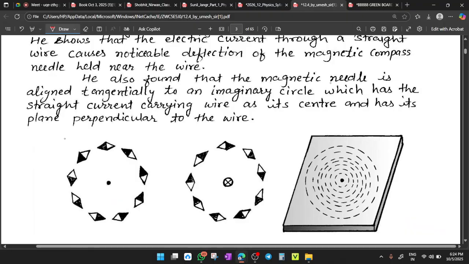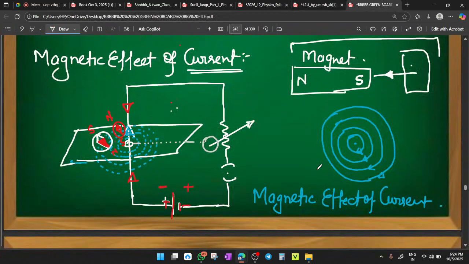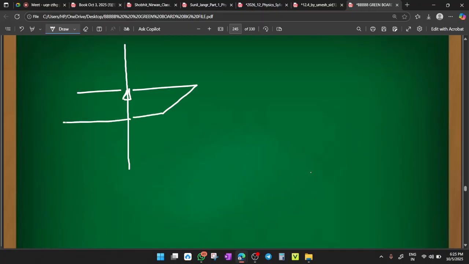He also found that the magnetic needle aligned tangentially to an imaginary circle which has the straight current carrying wire as its center and its plane perpendicular to the wire. Yes, what is the observation? See here, the direction of the wire is perpendicular to the plane of paper. Like this is the plane of paper, and here it is the wire. Here it is the wire that is penetrating the plane of the paper. Understood?